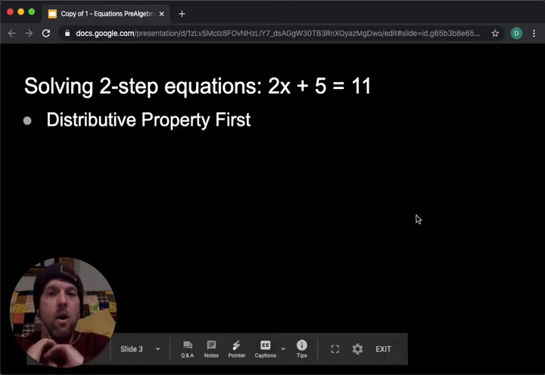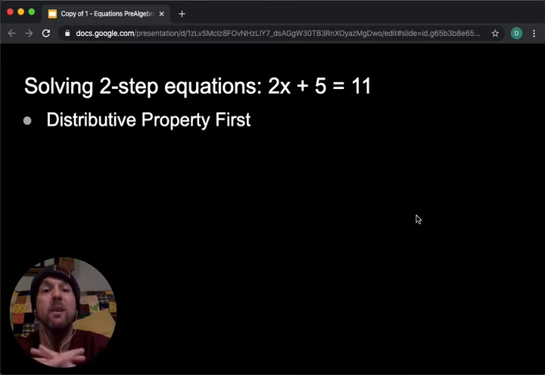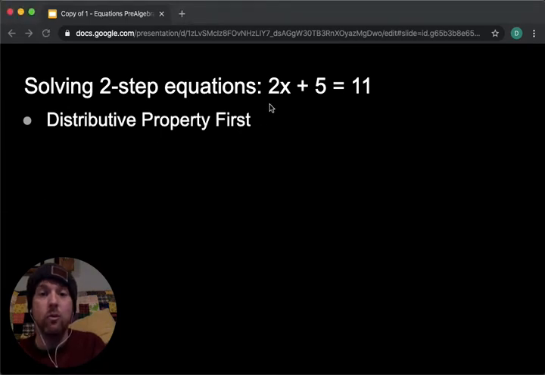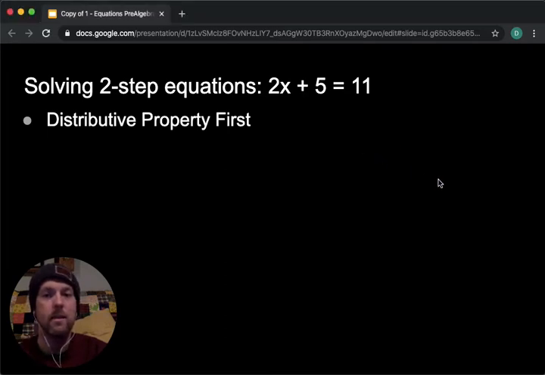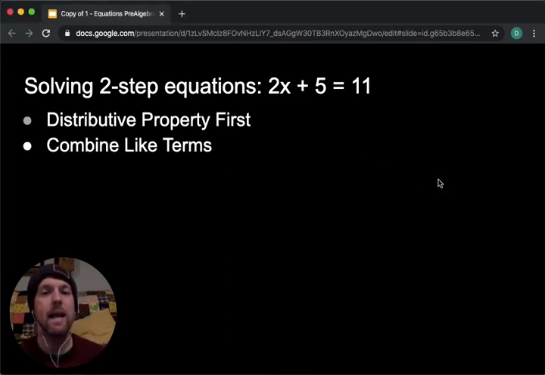So the first thing that we want to do is see if we have anything that we can use the distributive property on. Remember, the distributive property has to do with parentheses. There's one and there's two. Anything that's in parentheses, you do that first. We don't have one with 2x plus 5 equals 11, so we don't have to worry about that. The next thing we do is combine any like terms. Like terms means they have the same variable.